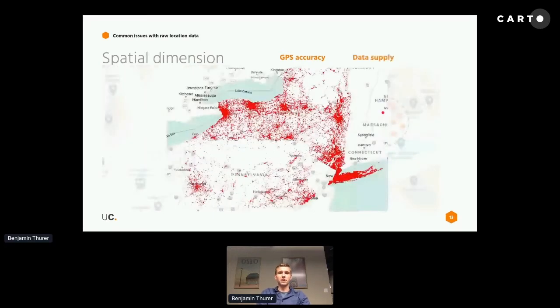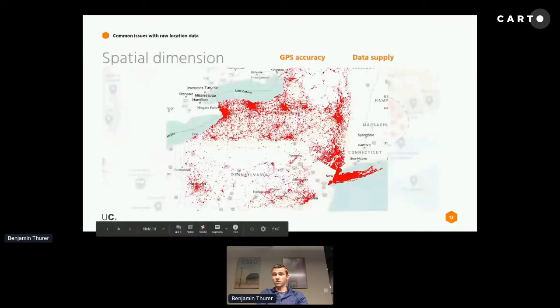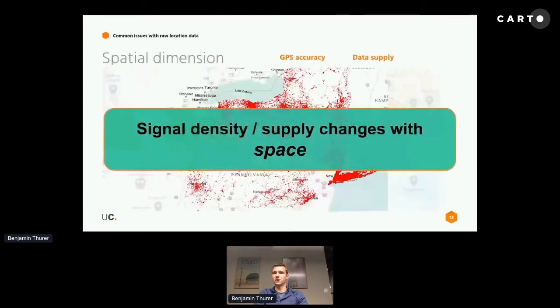On top of that, we can have supply issues. For instance, here for the state of New York, we have a much higher density of data compared to Pennsylvania over here. So that is a huge problem, right? So in certain areas, you see more devices and in others less, but not based on behavior. So that is why we cannot trust the signal density entirely in the spatial domain.